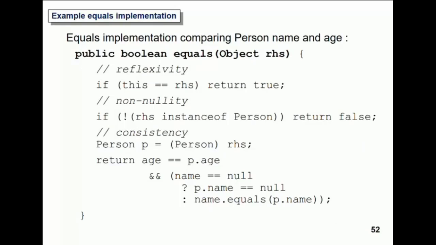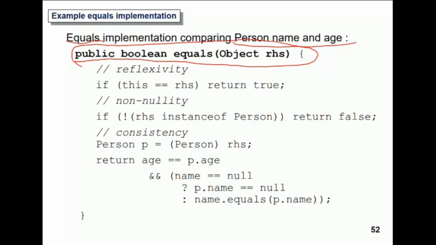So there is a kind of recipe that you can follow. There are a number of things that you need to check. Let's say we've got an example here, looking at an equals implementation comparing just a person's name and age. The way that you override equals, you just declare it within your class. So this here is placed somewhere within the Person class. So you've got this new method now, and these are the things you need to check for.